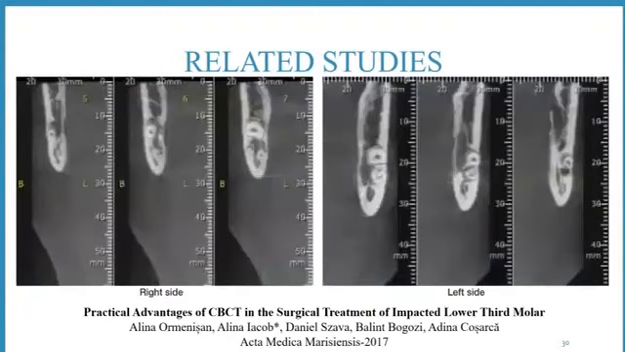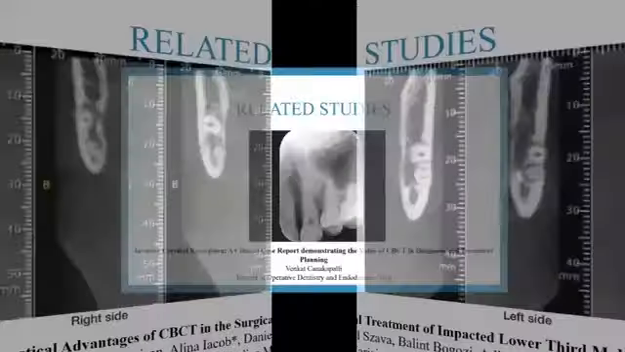These are the CBCT images that were taken, and this helped in the accurate planning. Over here, we can clearly see how close the inferior alveolar nerve canal is to the impacted third molars, and hence helping in the evaluation and treatment plan of treating the patient.